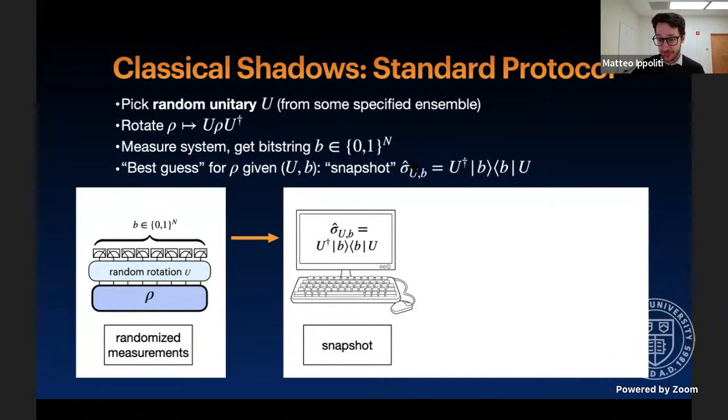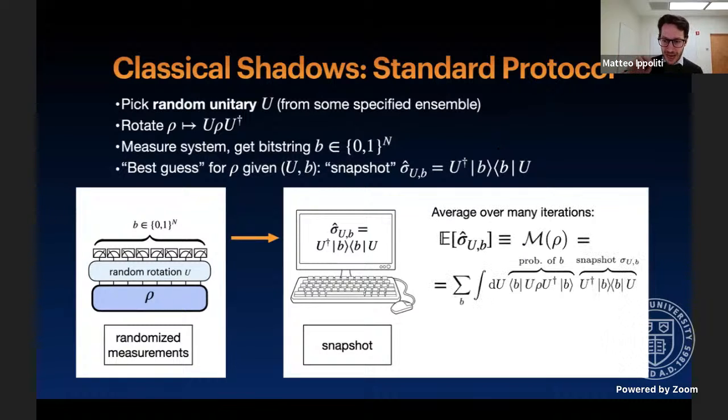This is what we call the snapshot of the quantum state. So this again is computed classically. This application of U dagger is all done in simulation. And then, this by itself is not a very good guess for the state rho because, for example, this is a rank 1 projector. It's a pure state. Maybe rho was a full rank density matrix. We're not necessarily getting something very close to it. But it has a little bit of information about it.